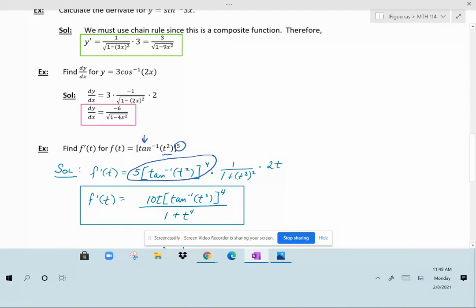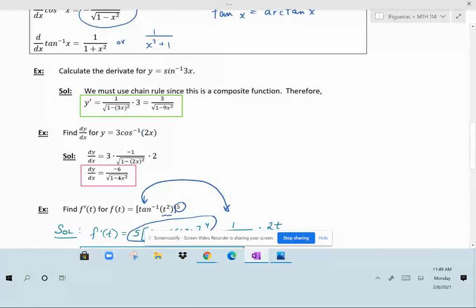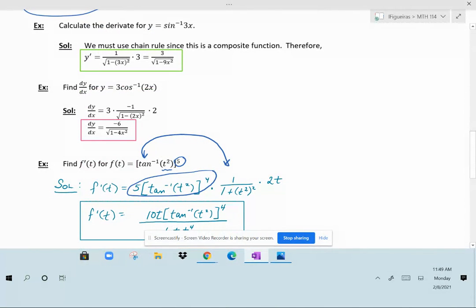of, when you raise that to the 5th power, we apply power rule. So it's 5 times tan inverse of t squared raised to the 4th power times the derivative of the inside, which for us will be the middle. The derivative of tan inverse means I have to use the formula above, which remember is this. So that's going to be 1 over 1 plus t squared, and then times the derivative of the innermost function, which is the derivative of t squared, 2t.